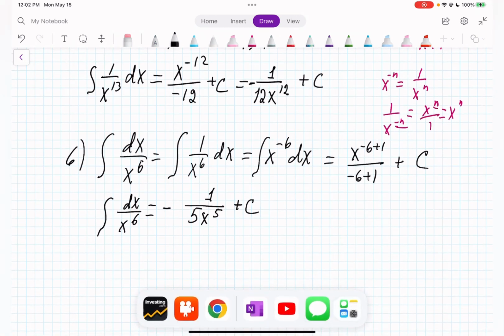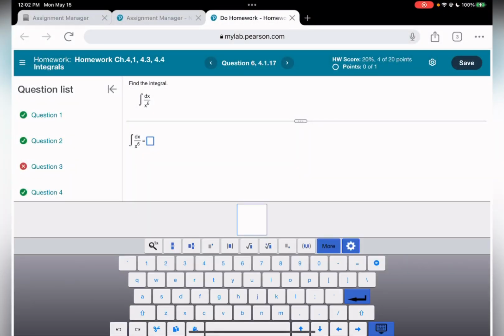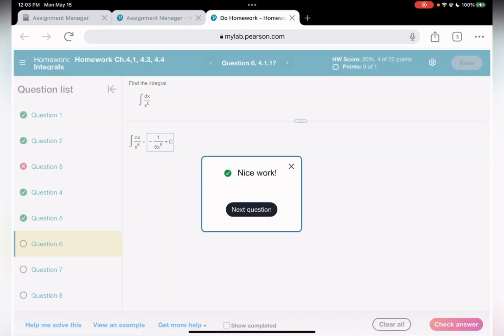So 1 over 5x to the 5 with negative. Let's do it: negative 1 over 5 x to the power 5 plus c. Okay.